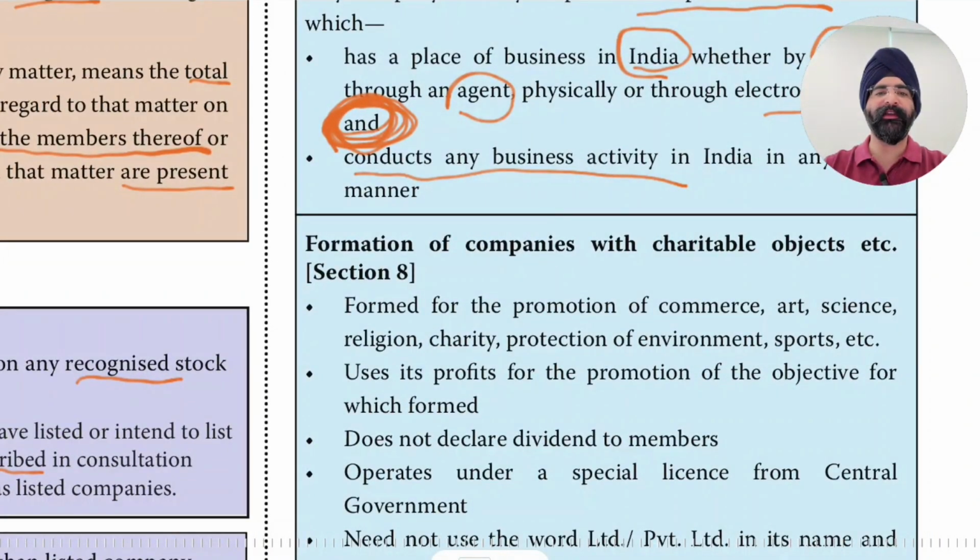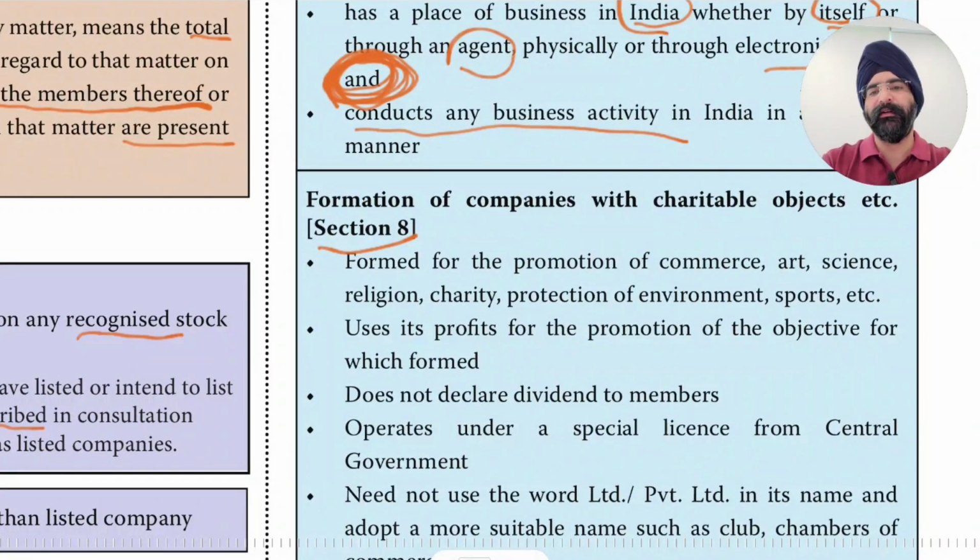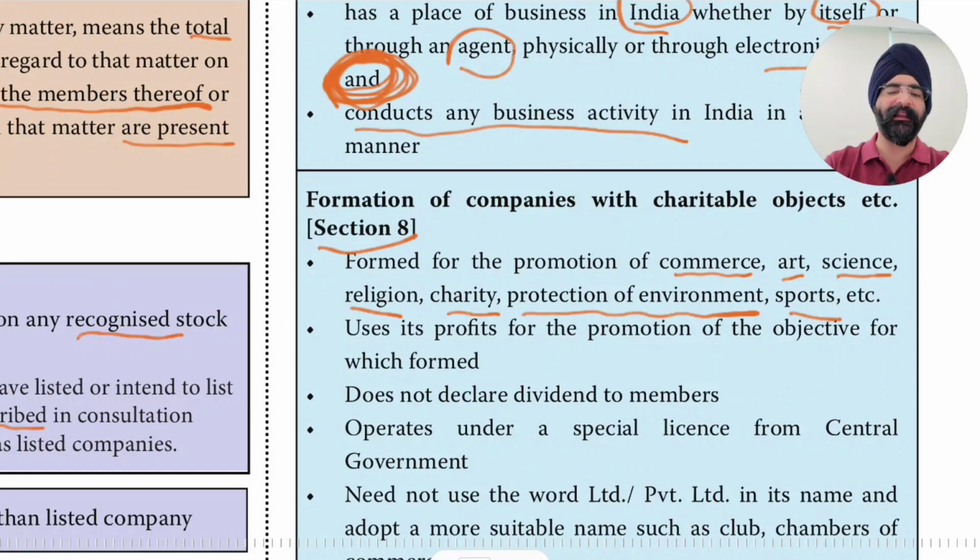Now, next is formation of companies with charitable objects, that is Section 8 companies. Section 8 companies have charitable objects. Section 8 companies are formed for the promotion of commerce, art, science, religion, charity, protection of environment, sports, etc. The etc. adds the layer of something similar.